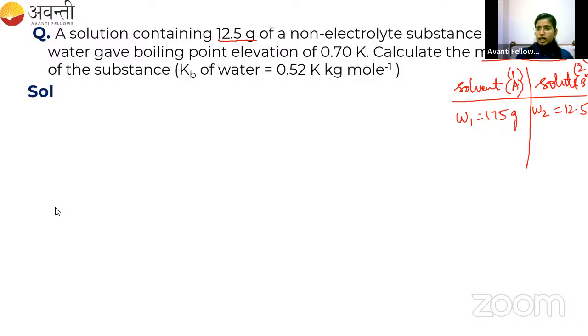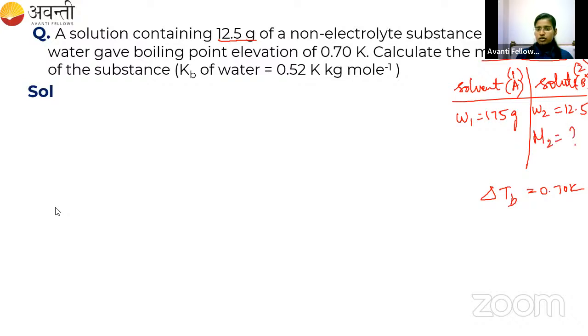Gave boiling point elevation. Boiling point elevation, there is an increase in the boiling point value. So that is the delta TB value. This is the boiling point elevation of 0.70 Kelvin. Calculate the molar mass of the substance. So M2 we have to find out.